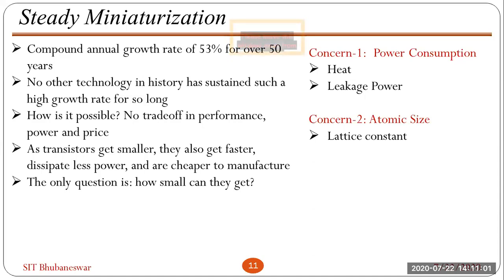And the only question is how small we can go. Actually, day by day, according to Moore's law, every 2 years the transistor count increases or the area decreases. But up to what extent can we go? This depends upon 2 points.